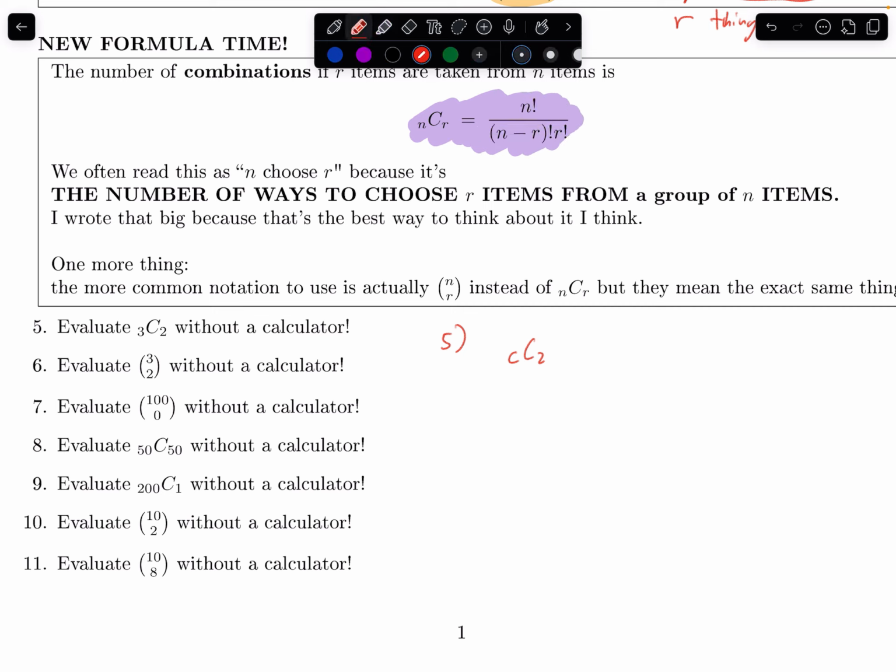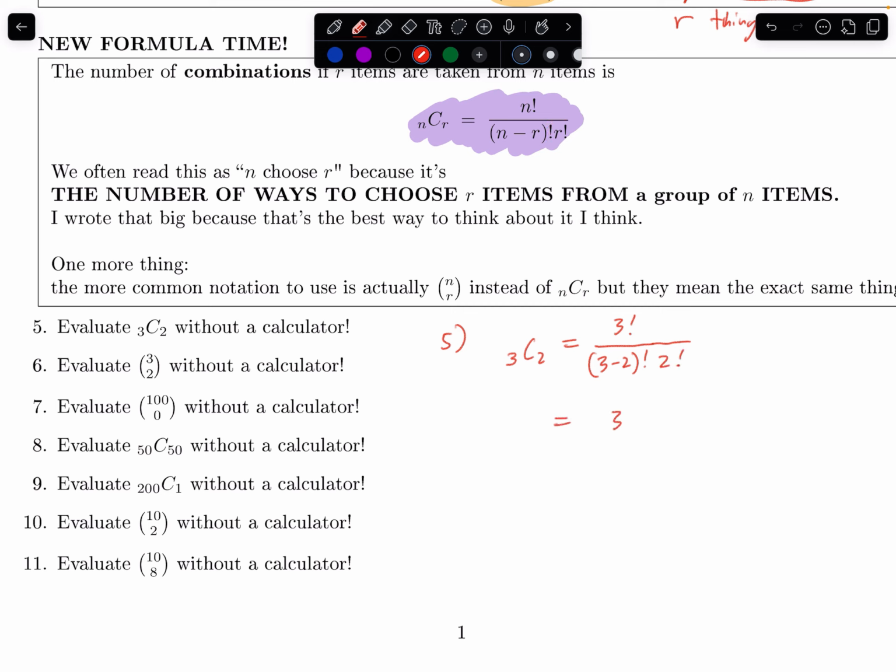Sorry, guys. That should be a 3. 3 choose 2. According to the formula, the 3 would be the n, and the 2 would be the r. So the 3 goes on the top, 3 factorial up top. N is 3 here, so 3 minus r, which is 2. Close the parentheses, exclamation mark for the factorial. And then next is the r factorial, in this case 2 factorial. And then from there, just simplify.